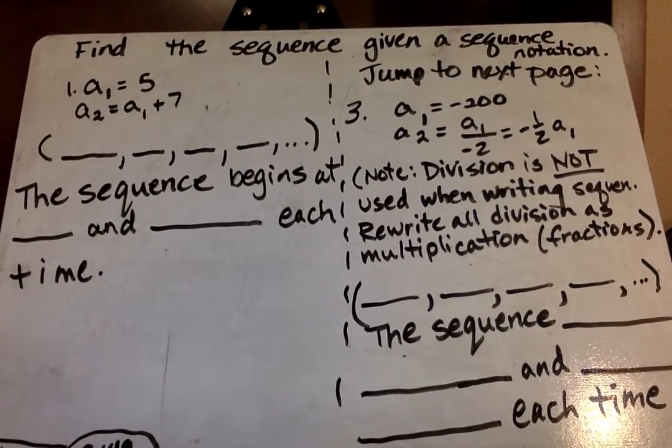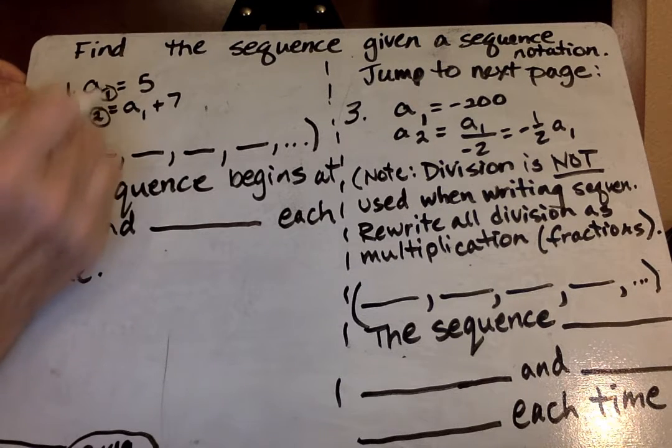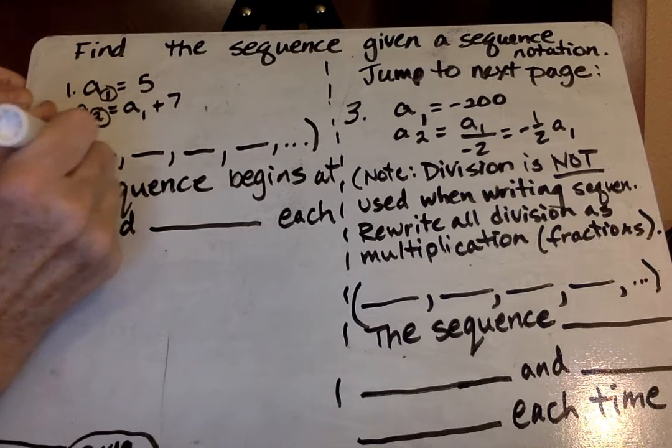Find the sequence given a sequence notation. So the next thing we want to do is to make sure that we know how to find the notation. So we're kind of working backwards. A1 is 5, A2 is A1 plus 7. So our first term in the sequence, it's like telling us, again, these are x values right here. A1 is 5.